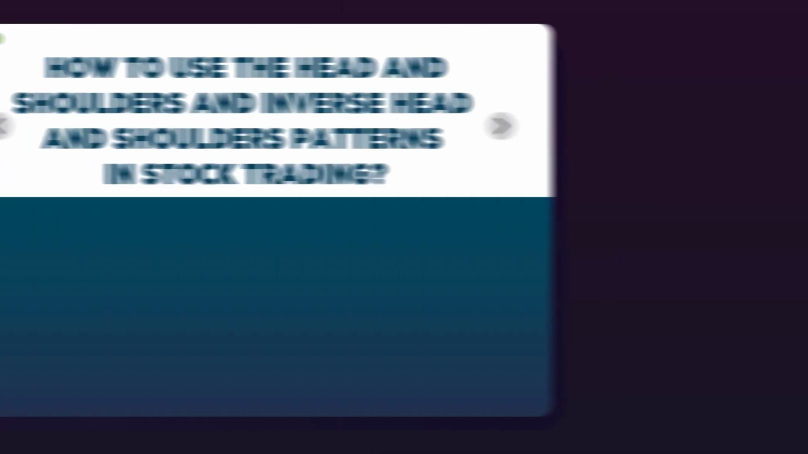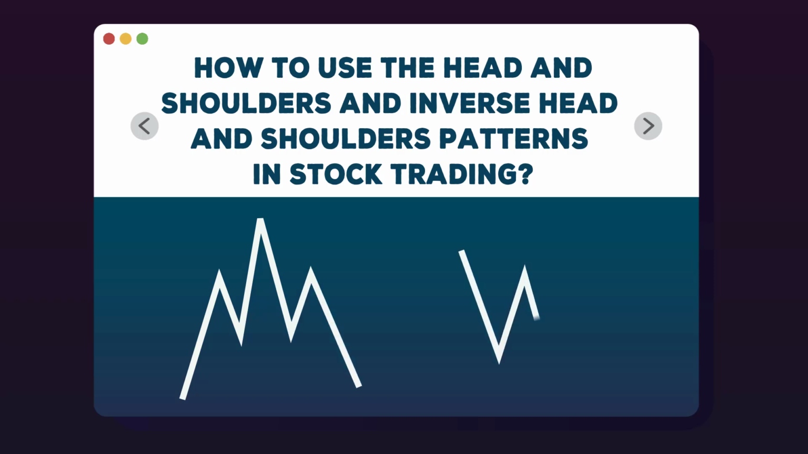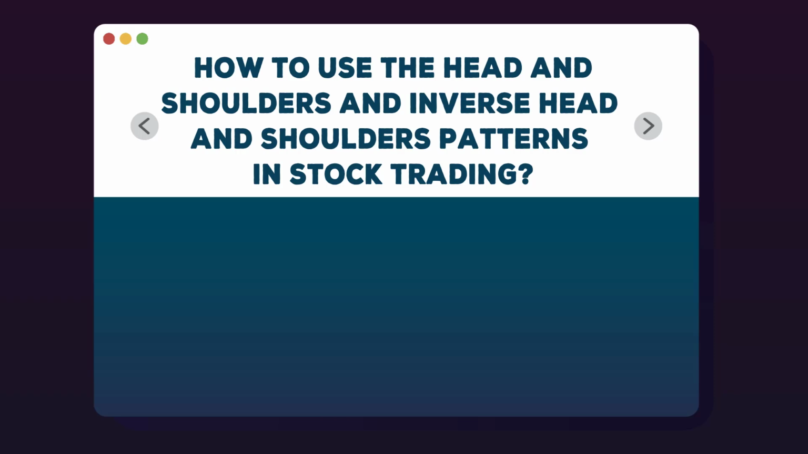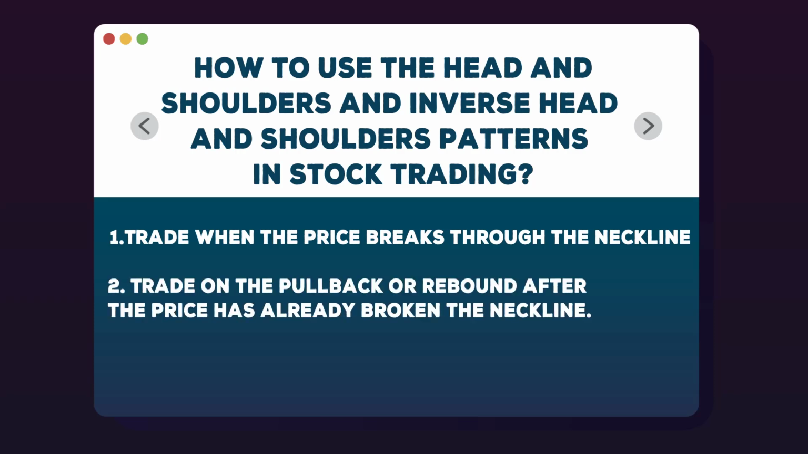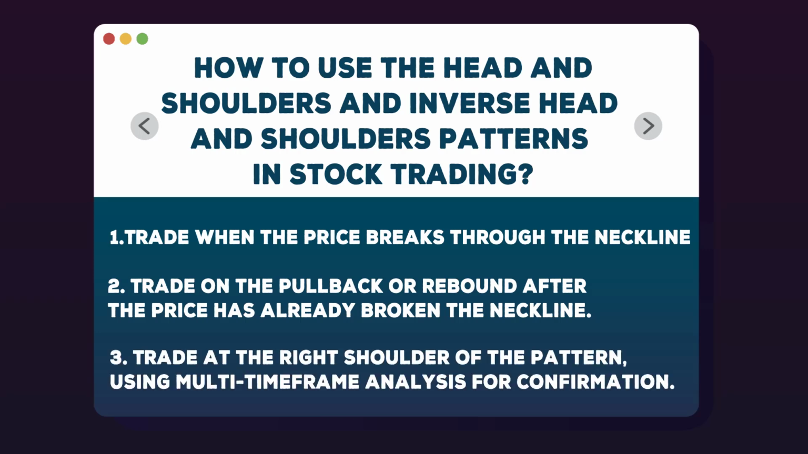All right. Let's move on to how to use the head and shoulders and inverse head and shoulders patterns in stock trading. There are three main methods to trade these patterns. First, trade when the price breaks through the neckline. Second, trade on the pullback or rebound after the price has already broken the neckline. Third, trade at the right shoulder of the pattern using multi-time frame analysis for confirmation.